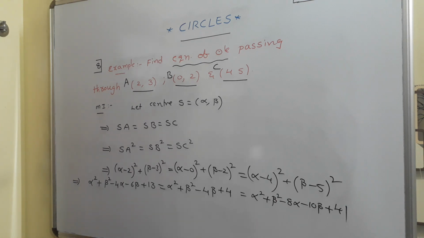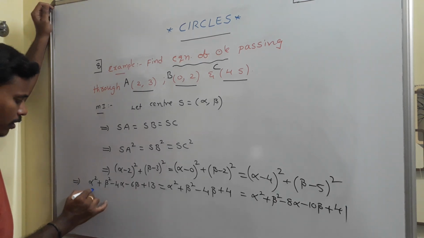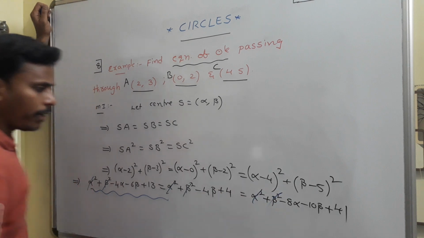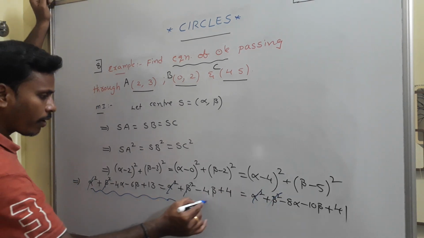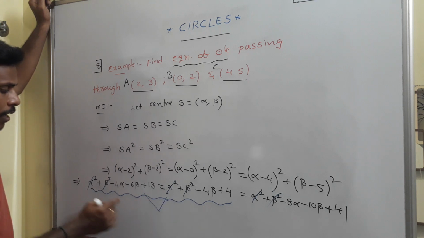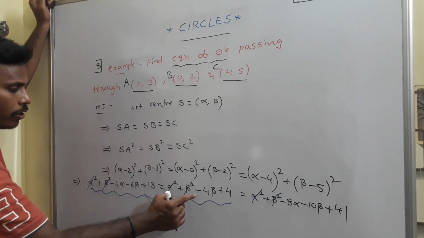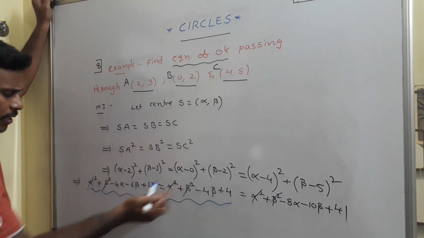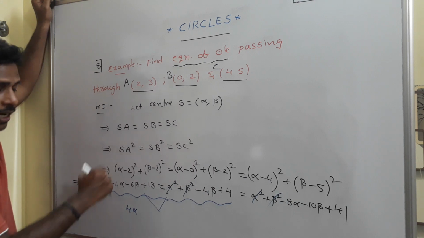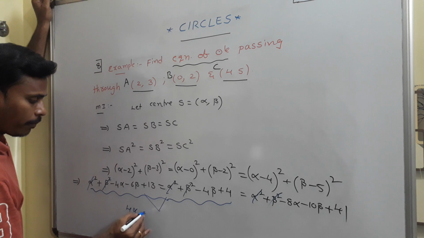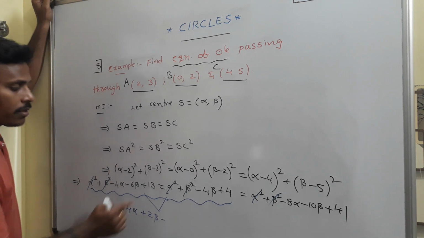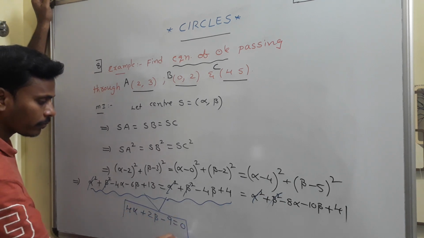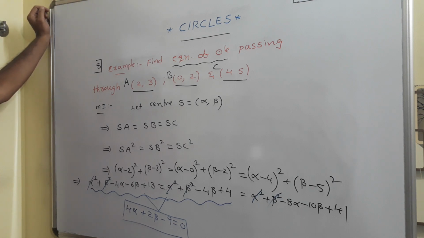Now imagine these are equal, so all these are equal. So simply cancel alpha square and beta square everywhere. From the first two relations, what we have? Minus 4 alpha minus 6 beta plus 13 equals minus 4 beta plus 4. Is it clear? So collect everything this side: 4 alpha, 6 beta minus 4 beta is 2 beta, minus 4 minus 13 is minus 9, equals 0. Is it clear? 4 alpha plus 2 beta minus 9 equals 0.